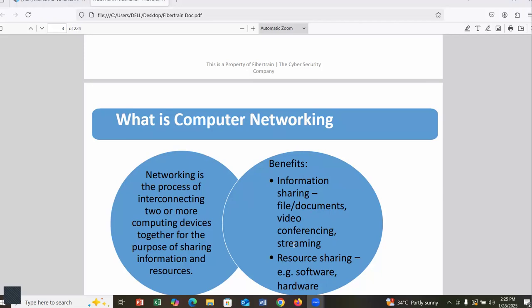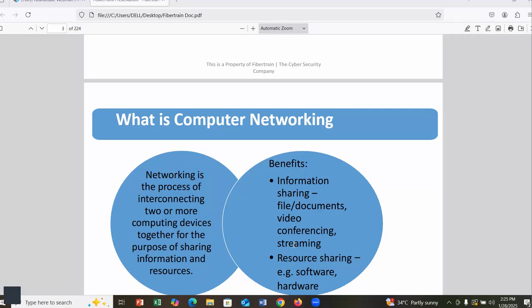So for instance, maybe we have two systems on the network and we want to share a particular file from system A to system B. We can connect the two systems together, where we achieve networking, and when we connect the two systems together, we'll be able to share the files from system A to system B. The second one is video conferencing and streaming.